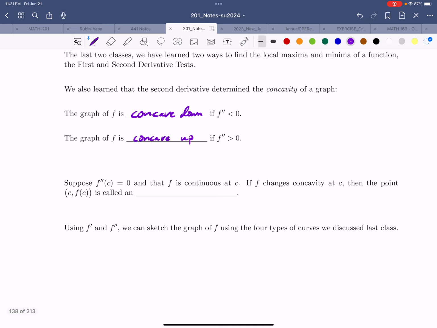If we have a second derivative at a point that's equal to 0, and if f changes concavity at that point, like it goes from negative to positive or positive to negative, then that point is called an inflection point.